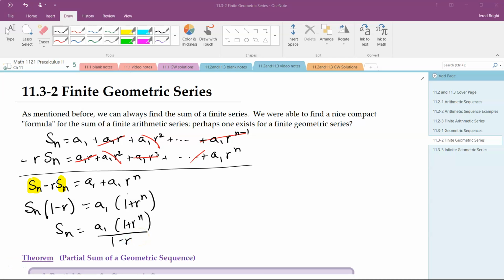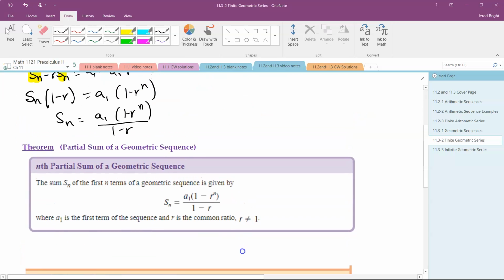Except I messed up a sign. This should be a minus, and this should be a minus in here as well. Okay, so that matches the formula that's down below.